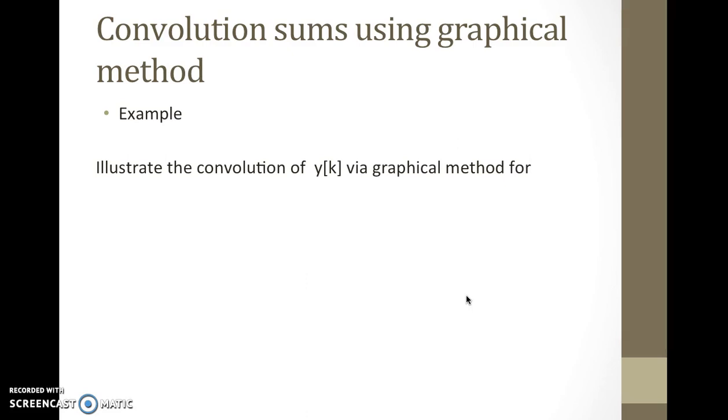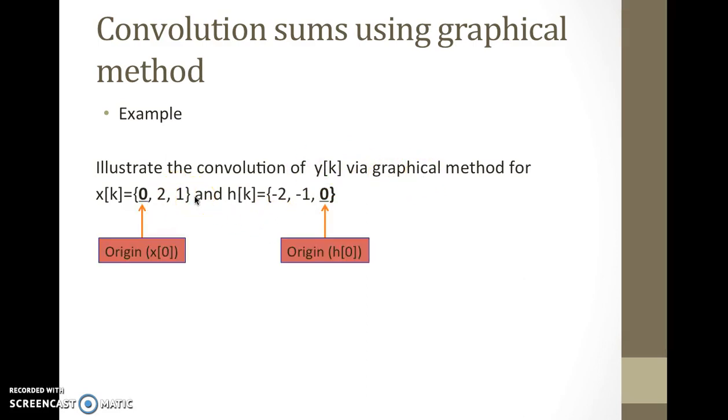The example asks us to illustrate the convolution of y[k] via the graphical method for x[k] equals 0, 2, 1 and h[k] equals minus 2, minus 1, 0. So this x[k] is the input and h[k] is the impulse response. This question asks to find y[k] via the graphical method using these two responses. The underline here is the origin of x[0], and for h[k], this is the origin of h[0].